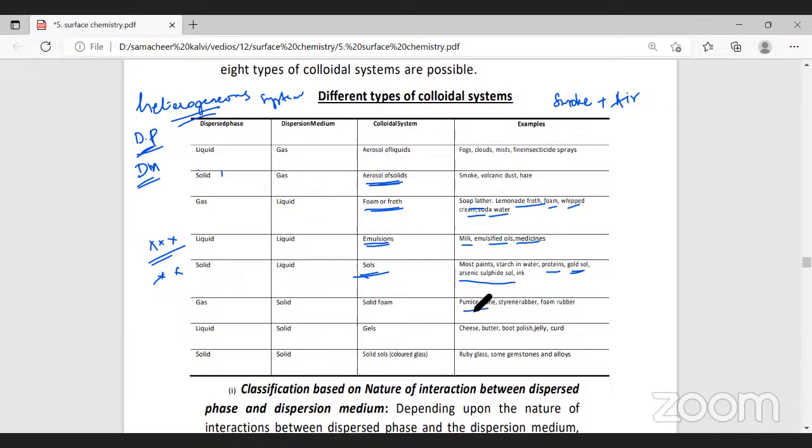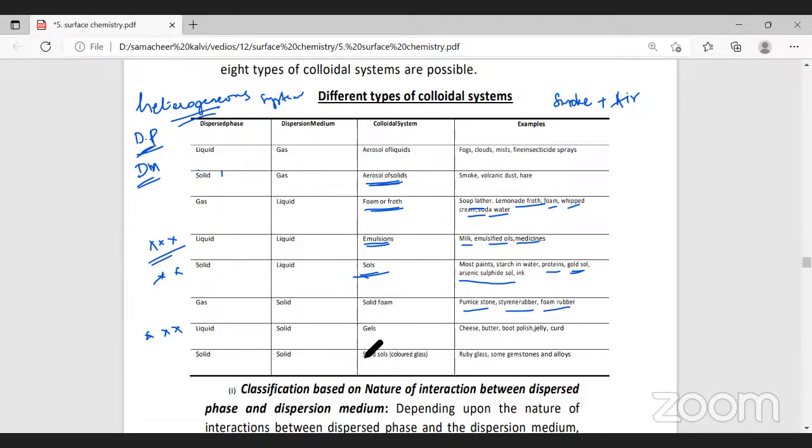Example for solid foam: pumice stone, styrene rubber, foam rubber. All these are examples for solid foam. Next, dispersed phase is liquid and dispersed medium is a solid. This is also important. It is called as gels.